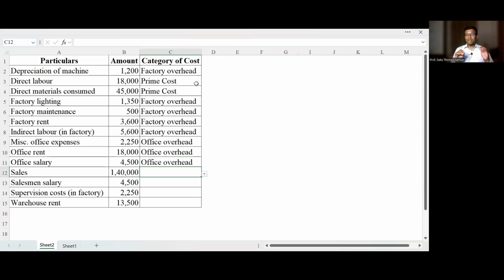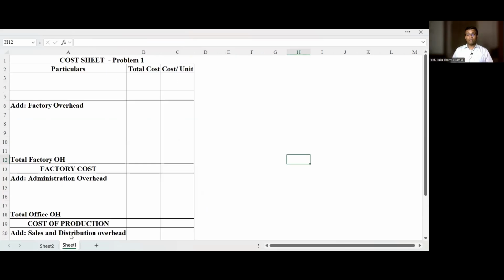Sales is what we would be deriving at the end of our cost sheet. So that by itself is a part of sales. Salesman's salary, the remuneration that you pay for the people working in your sales department, is part and parcel of your selling and distribution overhead. Supervision cost in factory. Now this is the remuneration that you pay for the supervisor. This is a part of your factory overhead. Warehouse rent, this would be a part and parcel of your selling and distribution overhead. Now that we have placed all these items, we are able to categorize them. Let's get about with the preparation of the cost sheet.